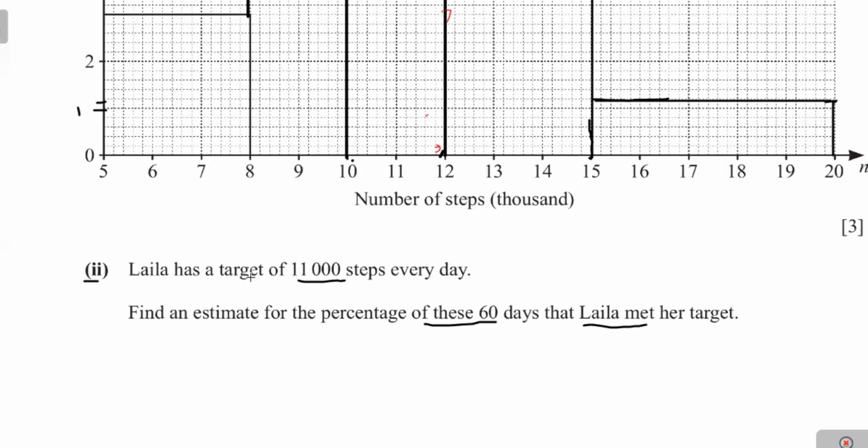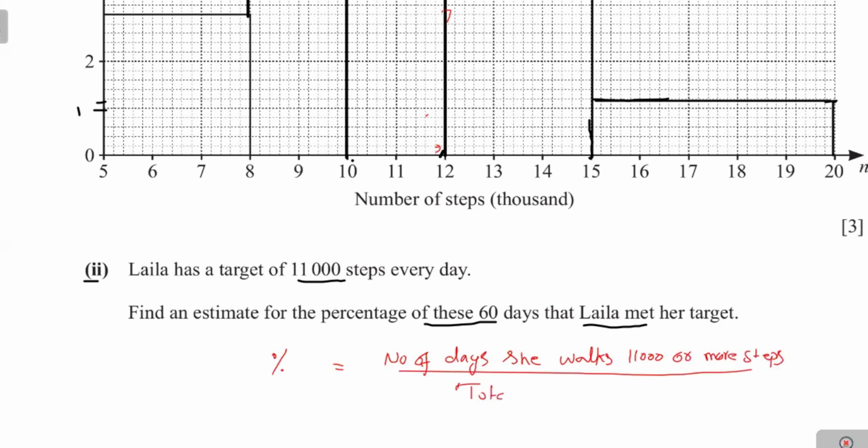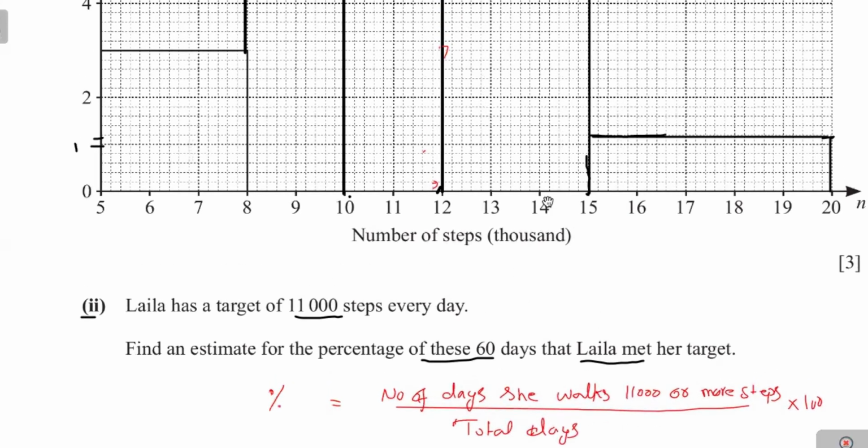Part second, Leila has a target of 11,000 steps every day. Find an estimate of the percentage of the 60 days that Leila met her target. Now the required percentage will be equal to the number of days she walks 11,000 or more steps divided by total number of days, multiplied by 100.